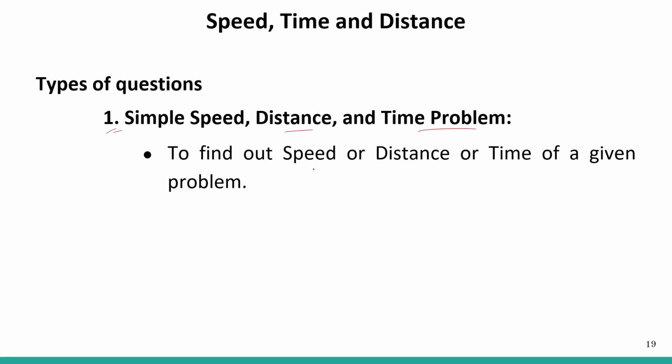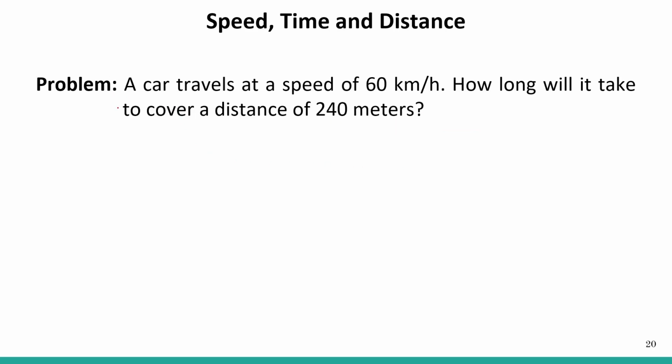The aim is to find out the speed, distance or time of a given problem. Okay. So let's see the first problem: a car travels at a speed of 60 km per hour. So this is the speed. Okay. So speed is 60 km per hour. How long will it take to cover a distance of 240 meters? Here you can see that speed is in kilometers per hour, right? And we want to convert it to meters per second. This is what we want to do.